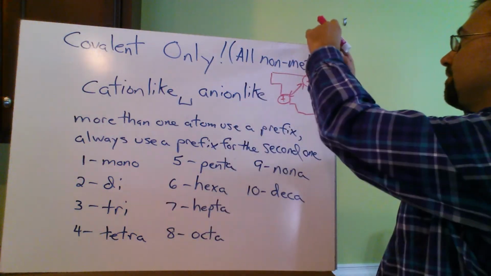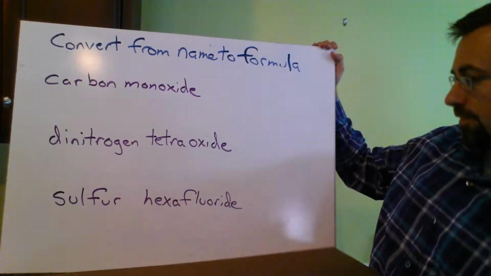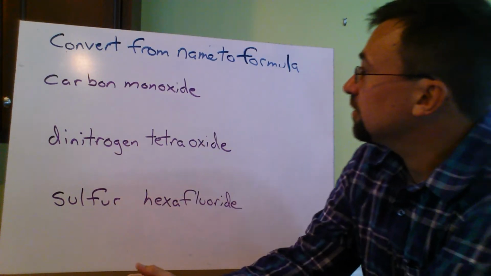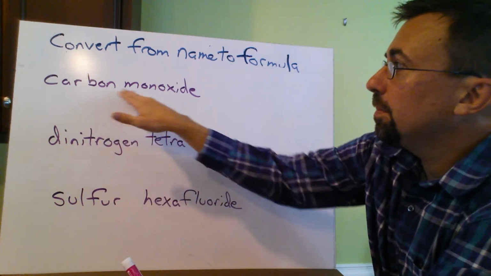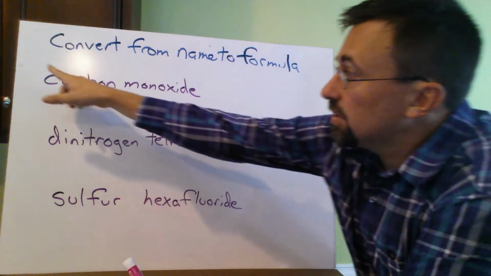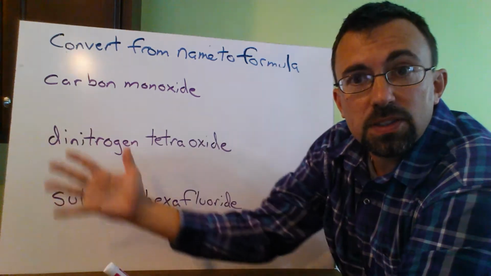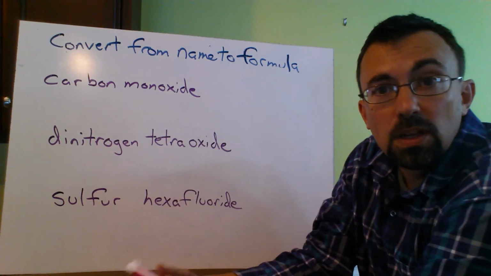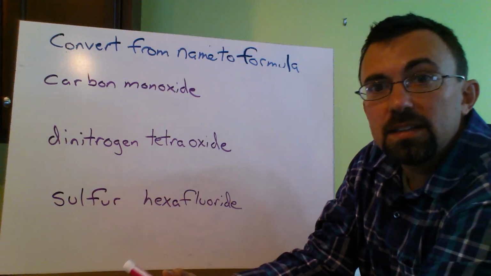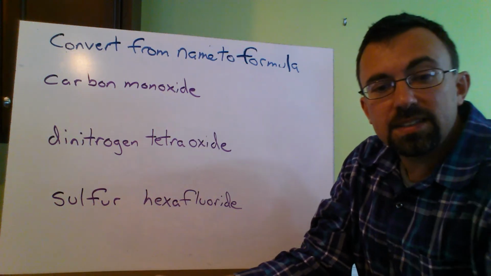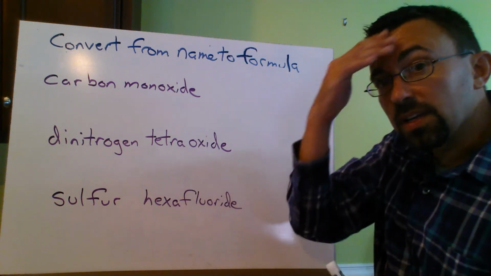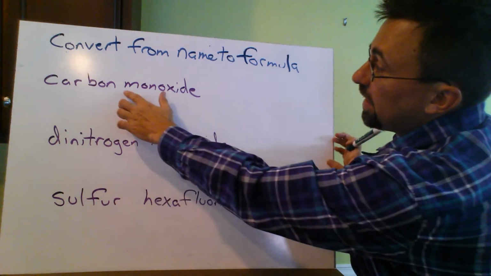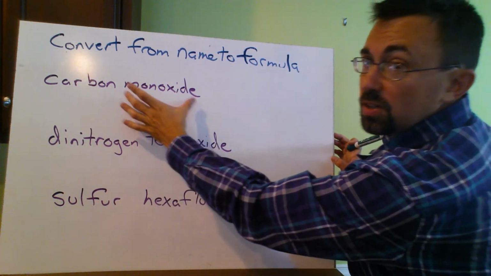What does this look like? So we're going to convert from name to formula. So carbon monoxide. Notice there's no prefix on the carbon. You've already heard carbon dioxide, carbon monoxide. Those sound normal. If I said monocarbon monoxide, I hope that sounds weird. So that's not right. We know that's not right. So again, we use the mono prefix, but only with the second word, not the first.